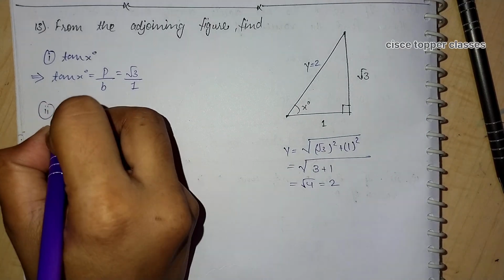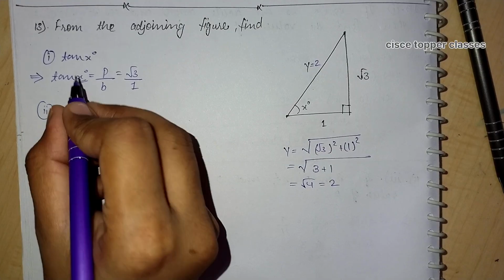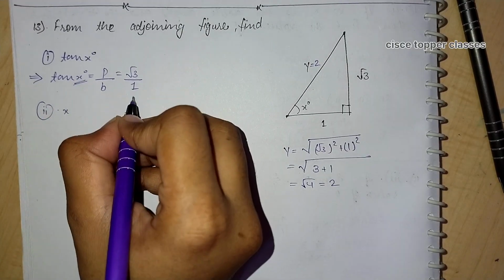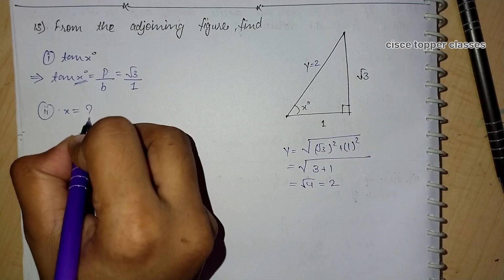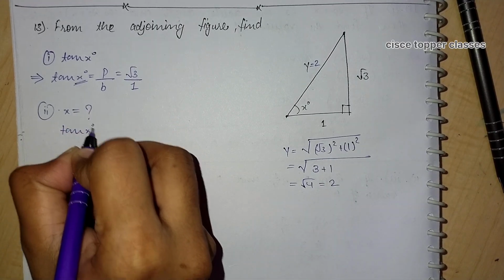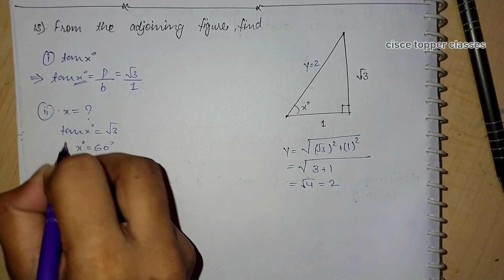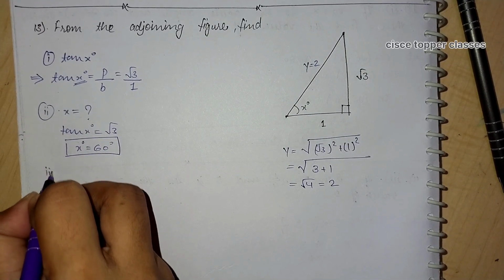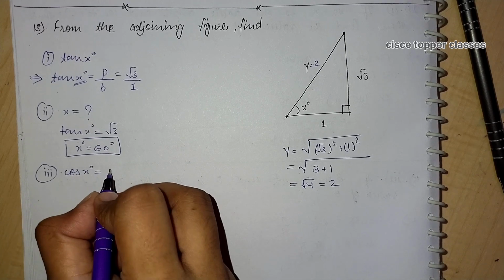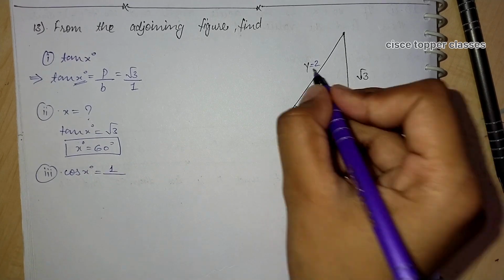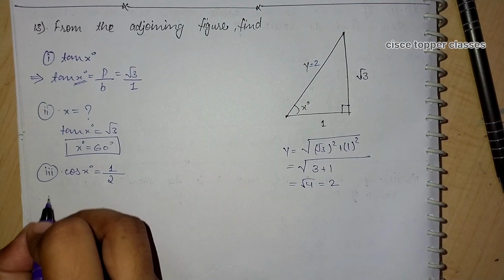The second part which we have to find is x. So x means the value of theta we have to find here. So here it is under root 3 by 1, so we can write tan x is under root 3. So to find this, we have tan x degree as under root 3, from where we can say that x degree is equal to 60 degree. This is what we have to find in the second part. Now the third part, we have to find cos x degree. So this will be base by hypotenuse. Base is 1 here and hypotenuse is 2, which we have calculated. So this is the answer of the third part.